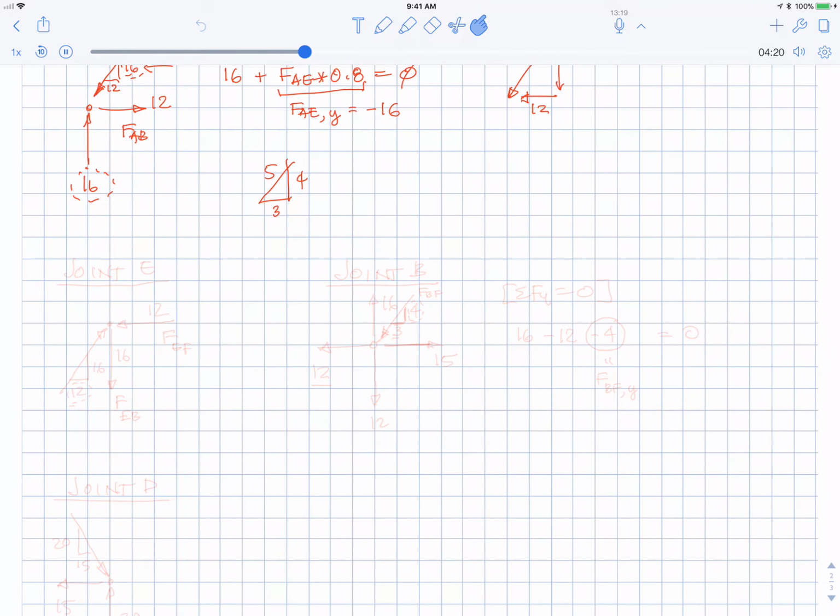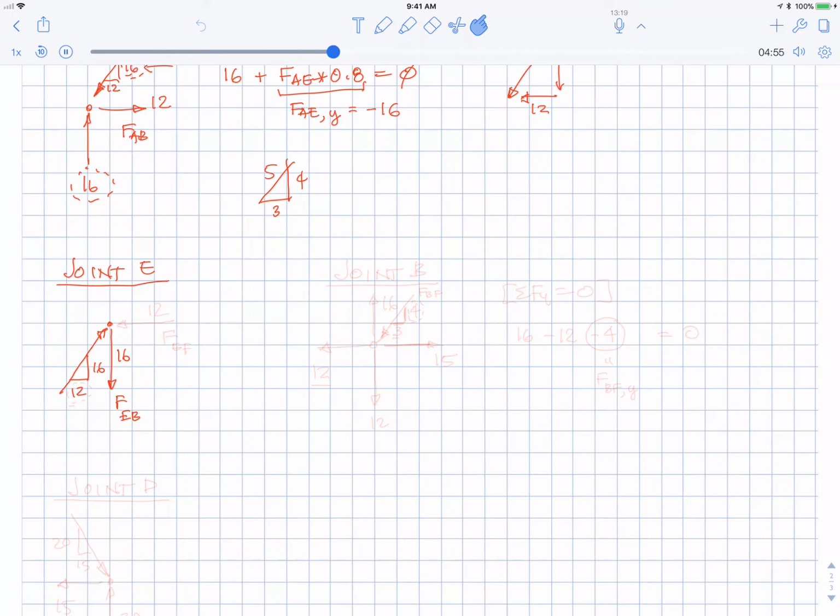Okay, I'm going to draw the free body diagram for joint E, but I am just going to write the x and y components. So we have that. Okay, that was 16 and 12. You can immediately see that this one, which was FEB, has to be 16 coming down, because this FAE has a y component of 16.